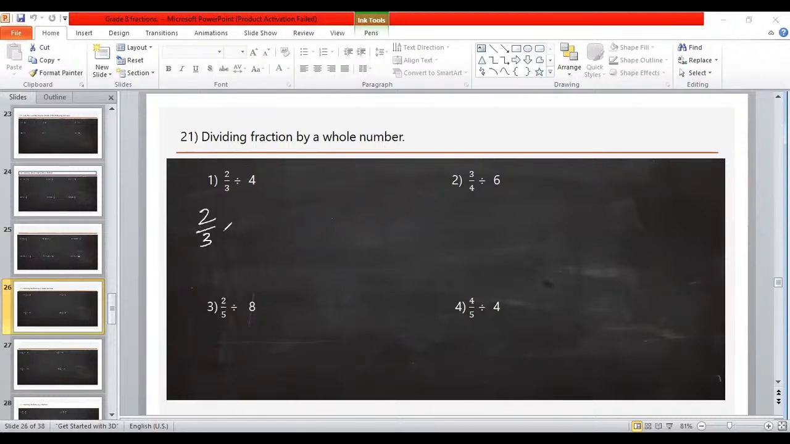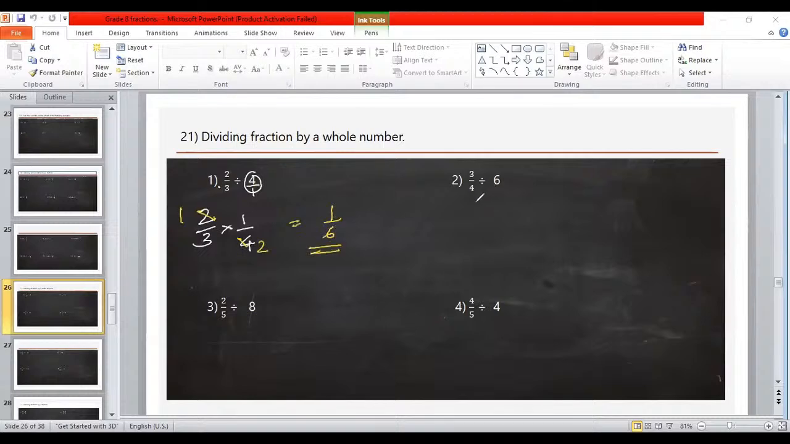2/3. Then here you can write this part as it is, this part you can't write. I have seen if it is a whole number, some children change it. No, you have to consider this as a reciprocal. The reciprocal of 4 is 1 over 4. Now check over the line and below the line, how many 2's: 1, how many 2's: 2. 1 over 2 times 3, 6.